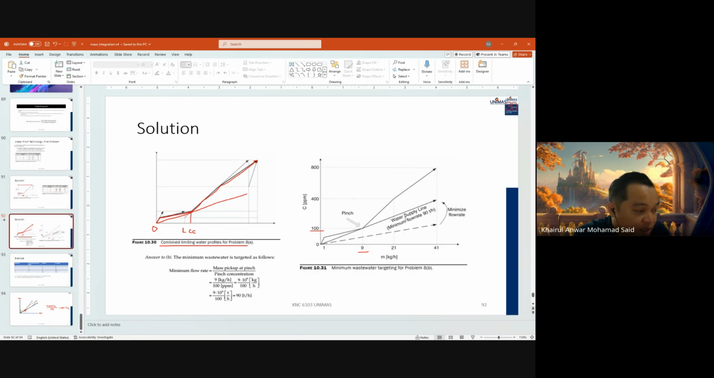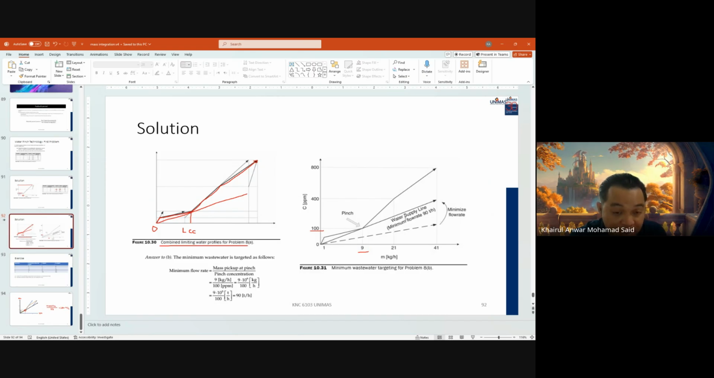So assume that standard industrial utility parameter for this plant is it operates 8,000 hours per year. Freshwater cost is around 2 ringgit per ton. The wastewater treatment cost is around 1 ringgit 50 sen per ton. So the combined water utility cost is around 3.50 per ton, freshwater and the wastewater.